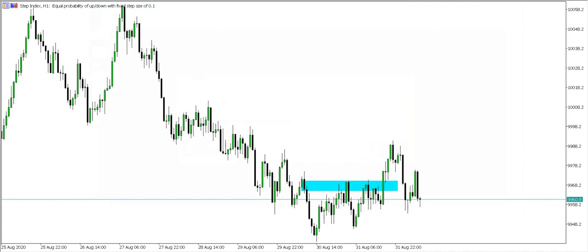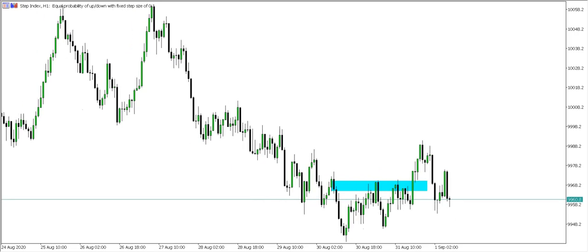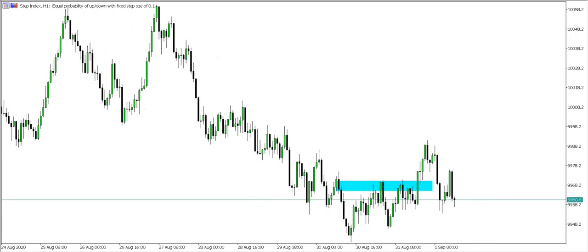Expectation: whenever the market breaks out of an order block, I expect that it comes back to test the zone of the break in market structure, then pushes up. This is an expectation.